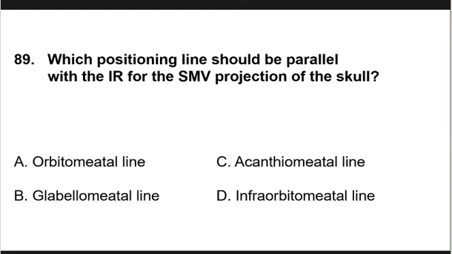Pag sinabi nating infraorbitomeatal line, that is a line that connects between the inferior border of the orbit to the center of the external auditory meatus. So pag sinabi natin IOML, that is the line that connects from the inferior border of the orbit to the center of the external auditory meatus. Ano naman class ang tawag doon sa line that connects from the inferior border of the orbit to the superior margin of the external auditory meatus?